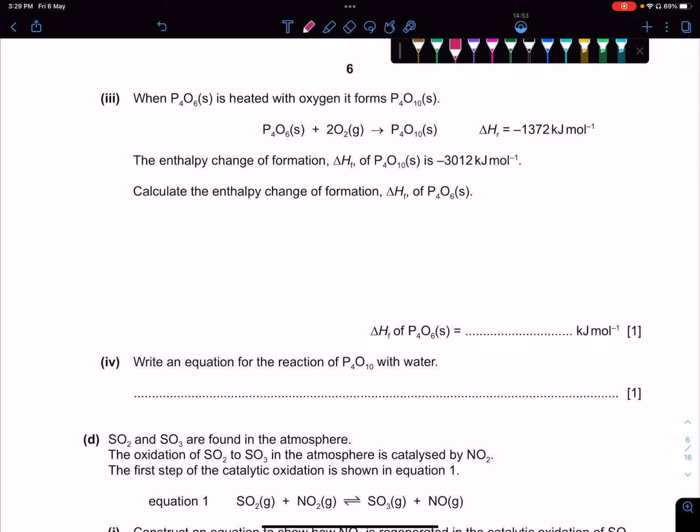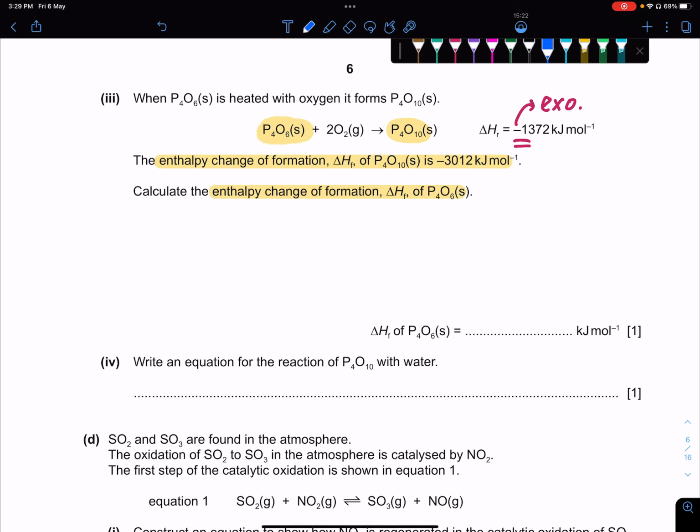When P4O6 is reheated with oxygen, it forms P4O10, which is a solid. Basically burning it, kind of, right? What does this indicate? The delta H of reaction, the enthalpy of reaction, is negative. The negative sign indicates exothermic, energy is released to the surroundings, right? The enthalpy change of formation of the product P4O10 is given. Calculate the enthalpy change of formation of the reactant, which is this, right?